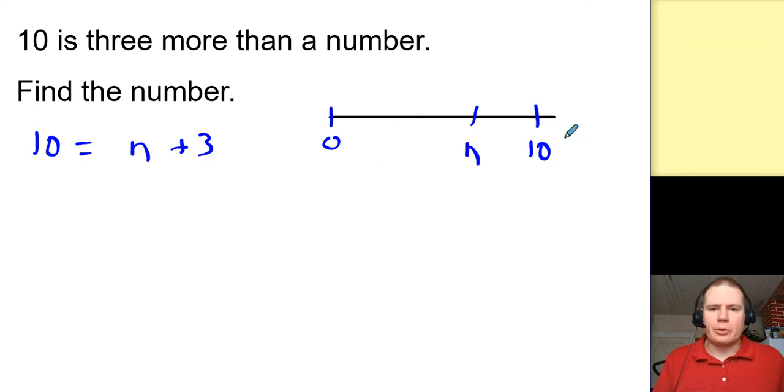So here's our number line here. Now, I've got these two fixed points. I don't know the value of n. I know 10 is more than that. I know this distance is 3, so we can figure that out. But let's think about what's going on here.